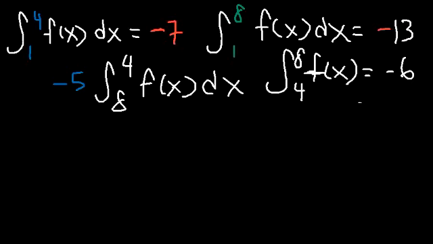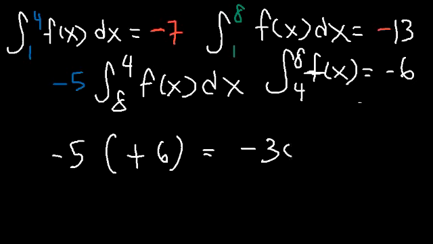Therefore, if from 4 to 8 it's -6, then from 8 to 4 it's going to be +6 multiplied by -5. The final answer is -30.